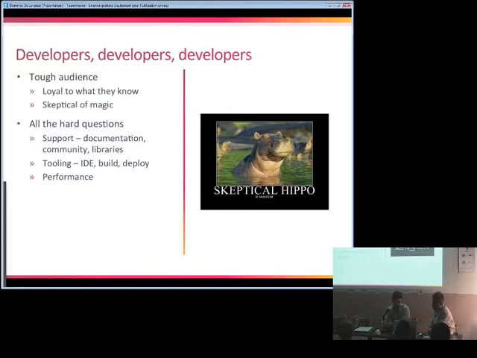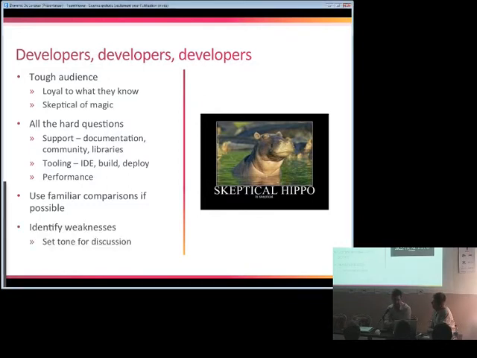And finally, as I said before, just use familiar comparisons if possible. Identify your audience, what they're familiar with, and what their existing solutions are built upon, and use that as a basis for identifying what pain points they might have, and what Haxe can do for them. Haxe is not perfect. No one's claiming it is, but it's really important to identify any weaknesses that Haxe has, so that you can set the tone for discussion.